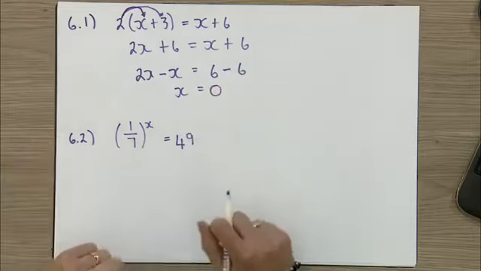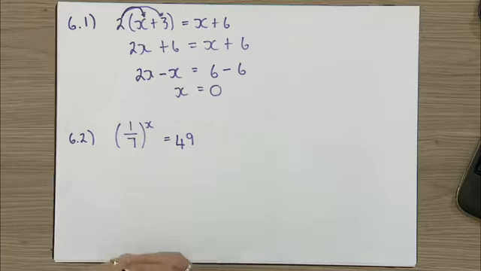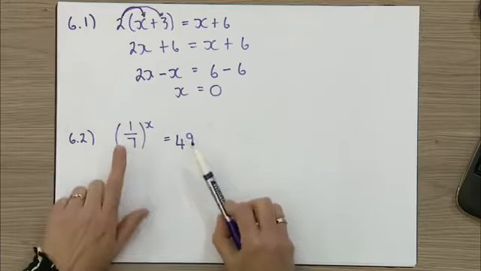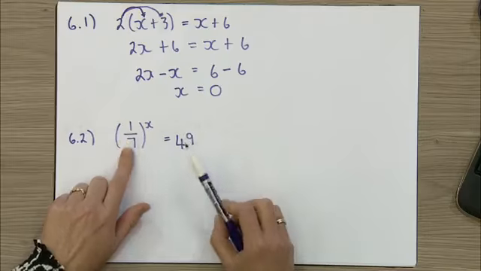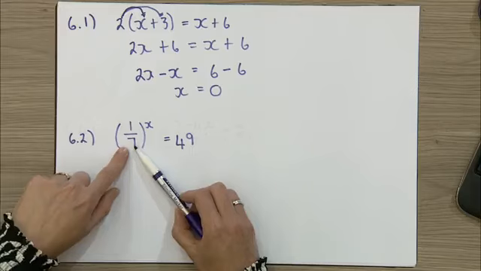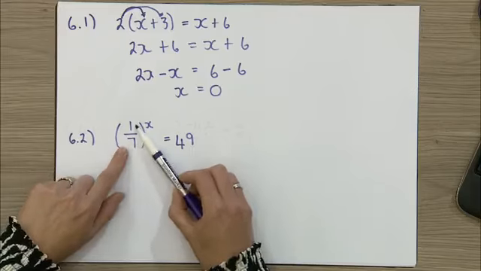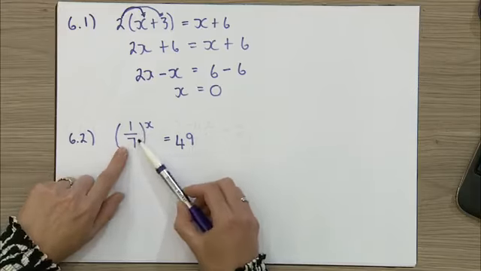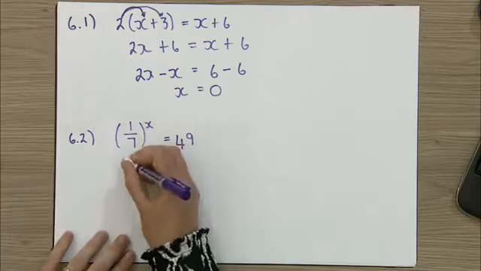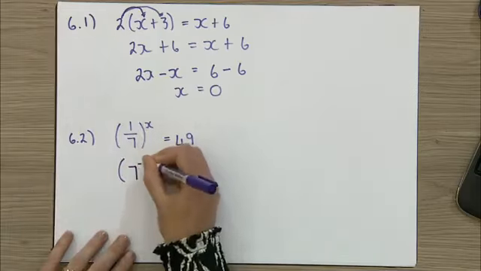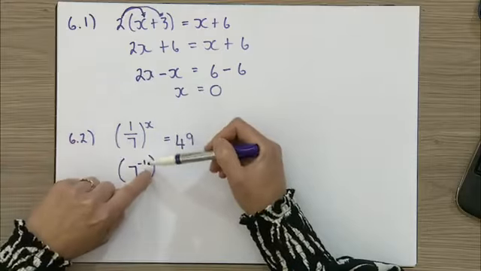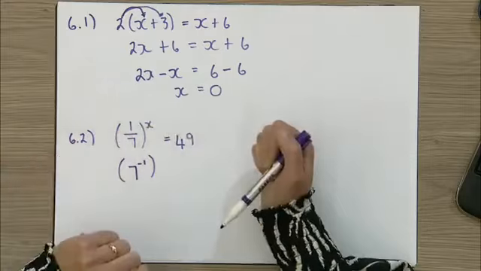Question 6.2. If I look at question 6.2, the first thing I should notice is this is a fraction and that is a whole number. I don't want to compare them like that. I want them either to both be fractions or both be whole numbers. How can I make this a whole number? If I bring the 7 up, what was the exponent of 7? It was 1. So if I bring it up, it's going to become negative 1. So I'm going to say it's 7 to the power of negative 1. An important thing to remember, a fraction, 7 to the power of negative 1, is a seventh.